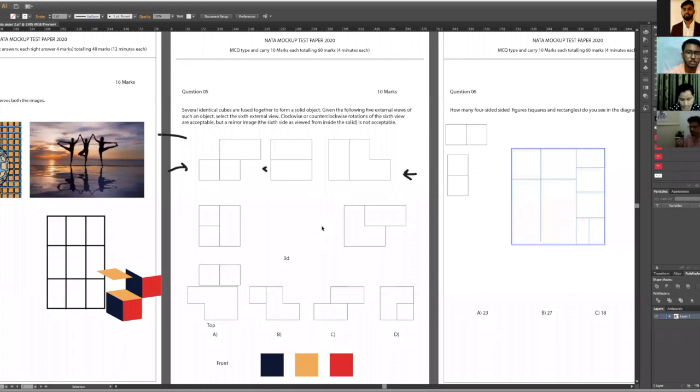Keep on making views of these, so that you will be able to understand it cognitively well, and you will be able to crack it just by solving through sketches. Okay.